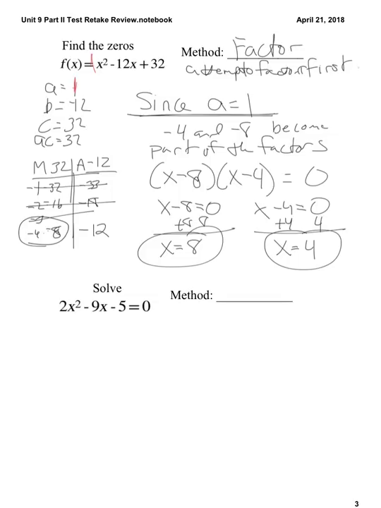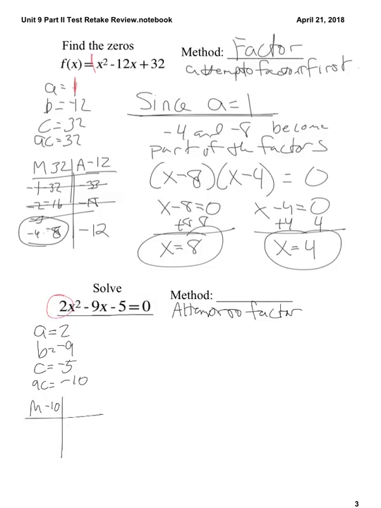In our next example here, we have 2x squared minus 9x minus 5. We're also going to attempt to factor. It's important to note that my leading coefficient is 2, so I can't use my shortcut method. But a is still going to be equal to 2 here, b is equal to negative 9, and c is equal to negative 5. Therefore, ac is going to be equal to negative 10, which means I need to find something that multiplies to negative 10 and adds to negative 9.